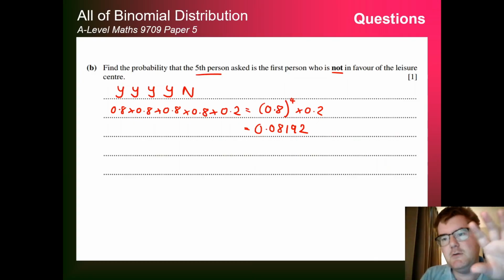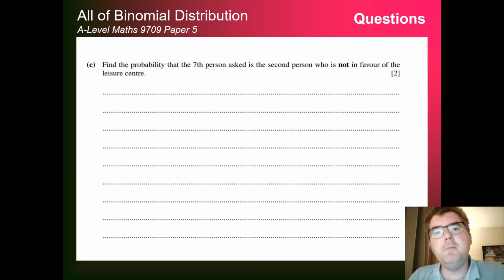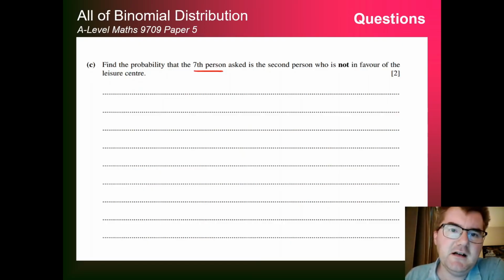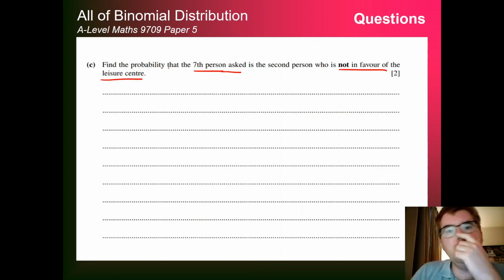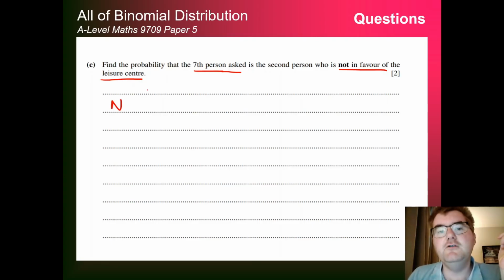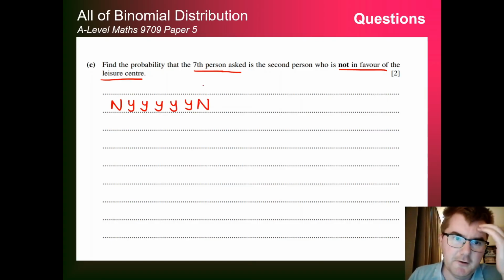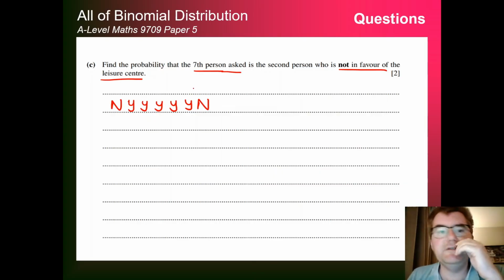Now, that's not too tricky a question, although this one takes a bit more thinking about. So find the probability that the seventh person asked is the second person who's not in favour of the leisure centre. Okay, so let's do one example of this. Imagine the first person is not in favour. Then everybody else afterwards is yes. So yes, yes, yes, yes, yes. And now the seventh person is a no. So this is one possibility of the way that we could do this.